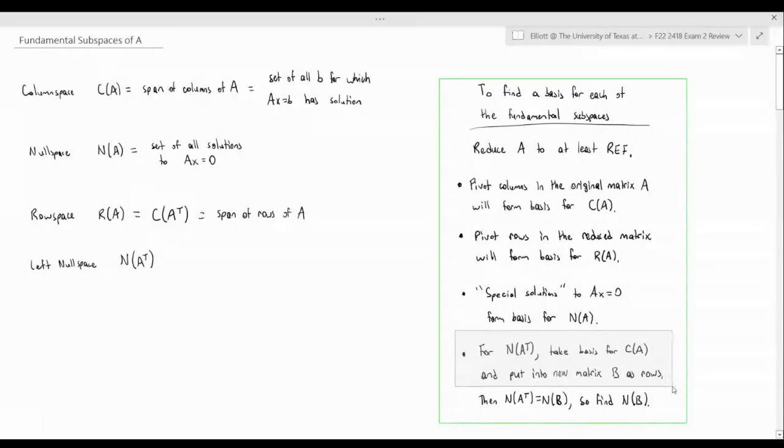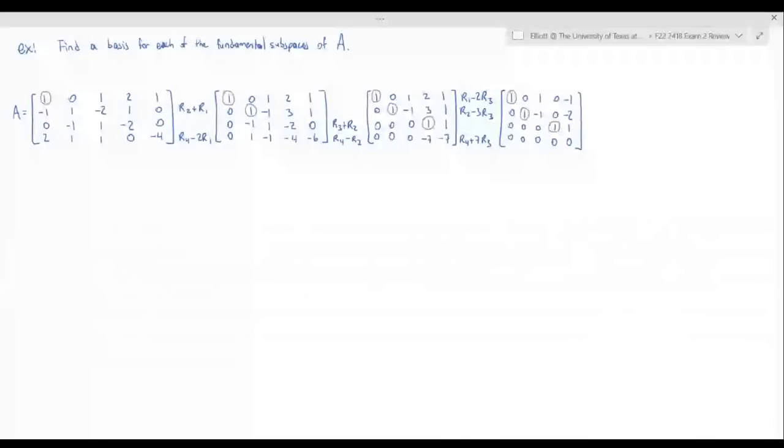So here we want to find a basis for each of the four fundamental subspaces. Again, to save some time, I went ahead and reduced this all the way to the reduced row echelon form, okay? I've got the pivots circled already.